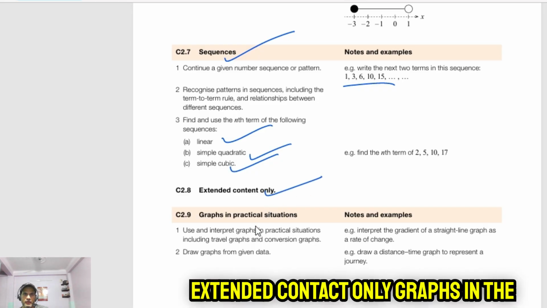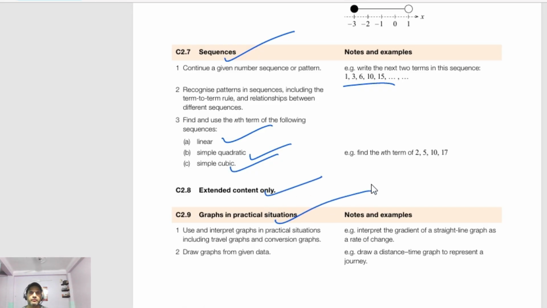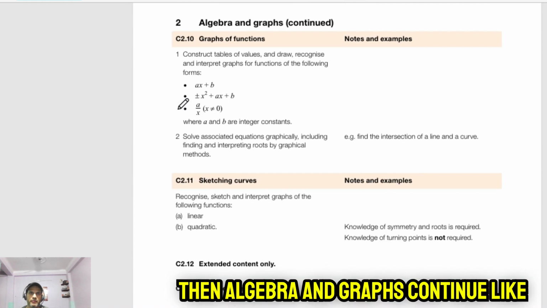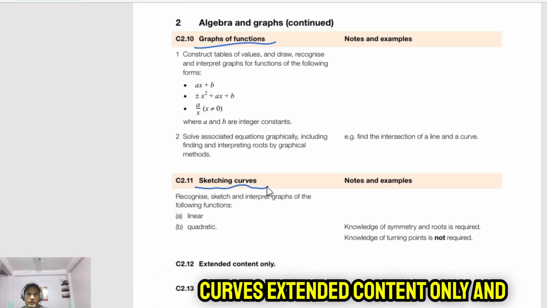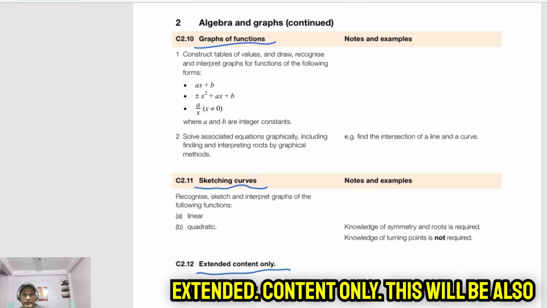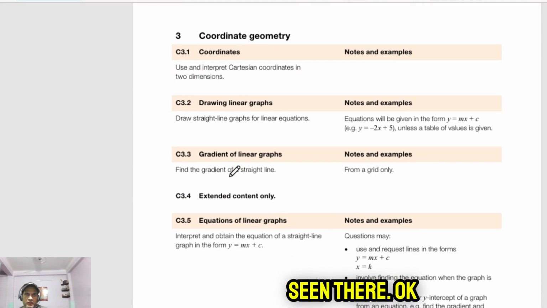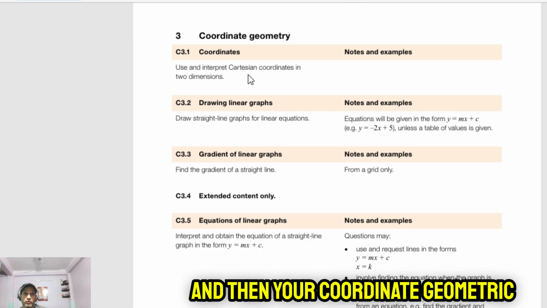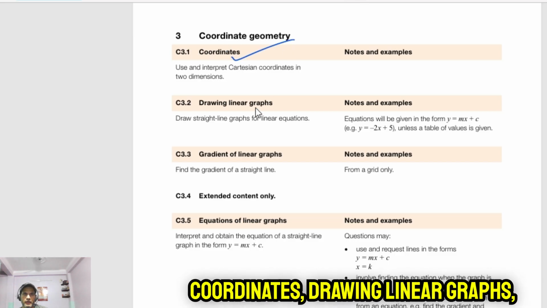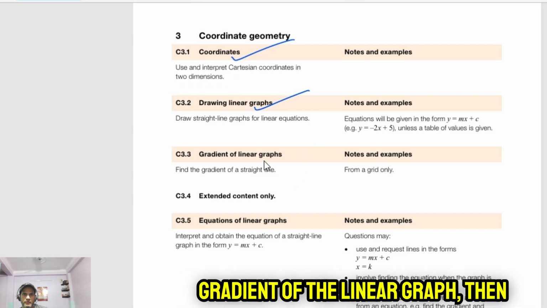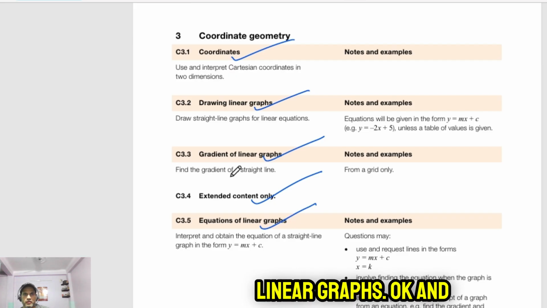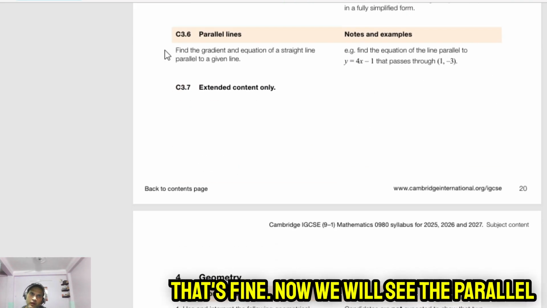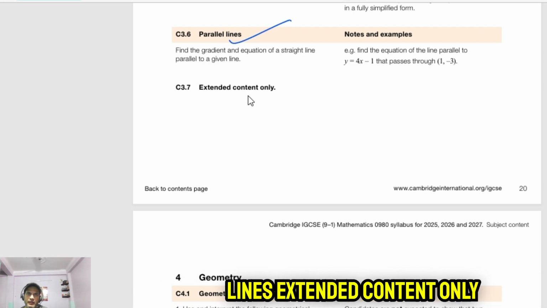Extended content only: graphs in practical situations we will see. Then algebra and graphs continued: graphs of functions and sketching curves, extended content only. This will also be seen there. Okay, and then coordinate geometry: coordinates, drawing linear graphs, gradient of a linear graph, then, extended content only, the equation of a linear graph. Okay, and that's fine. Now we will see parallel lines, extended content only.